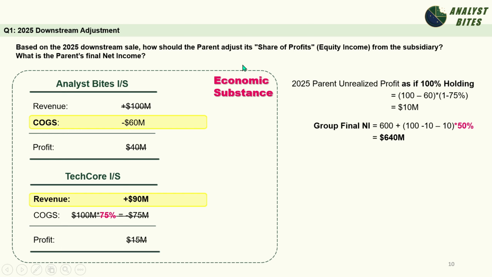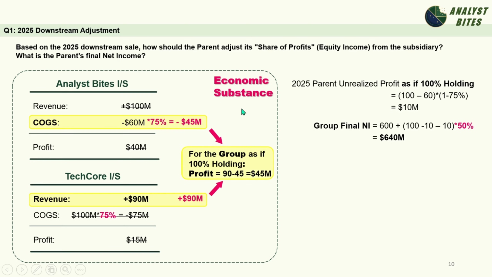Let's check the economic substance. Look at the pink section. For the entire group, the only real revenue is 90 million from the subsidiary's sale to outsiders. The actual cost for the group was the parent's original 60 million times 75%, or 45 million. So the true profit contribution is 45 million.